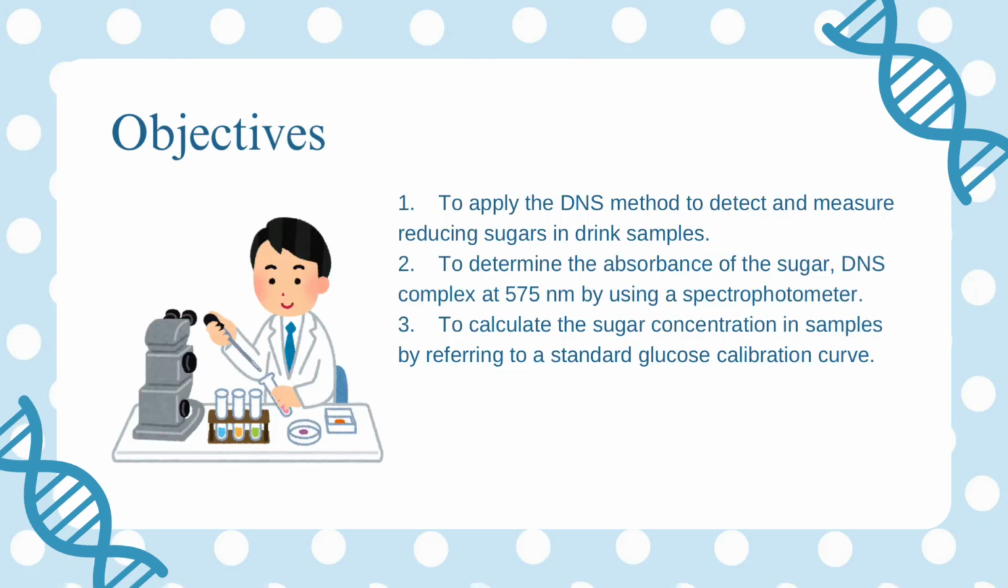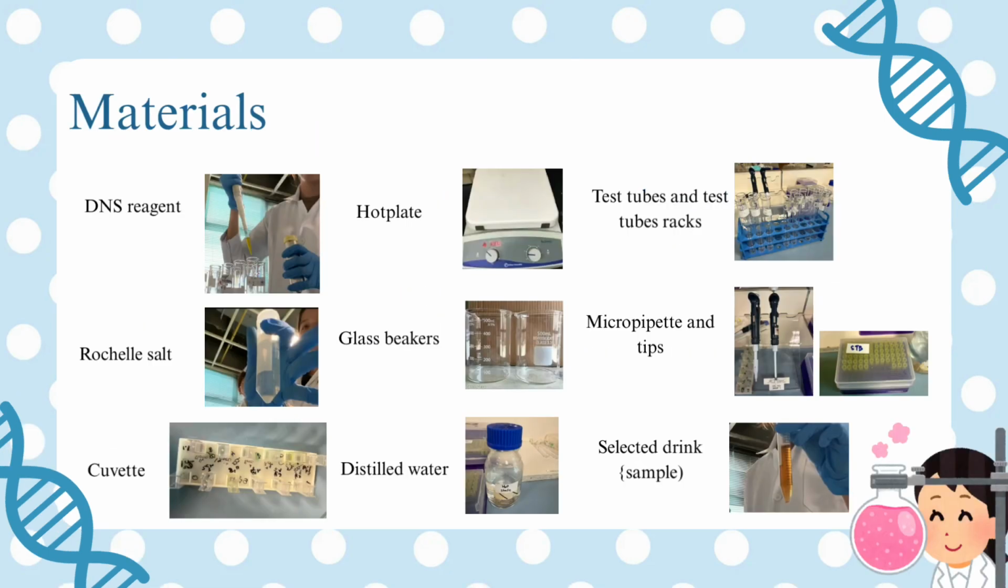The objectives of this experiment are to apply the DNS method to detect and measure reducing sugar in a drink sample. Next, to determine the absorbance of the sugar DNS complex at 575 nanometers by using a spectrophotometer. Lastly, to calculate the sugar concentration in the sample.